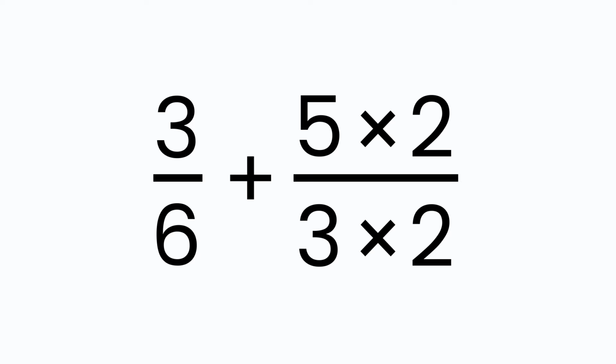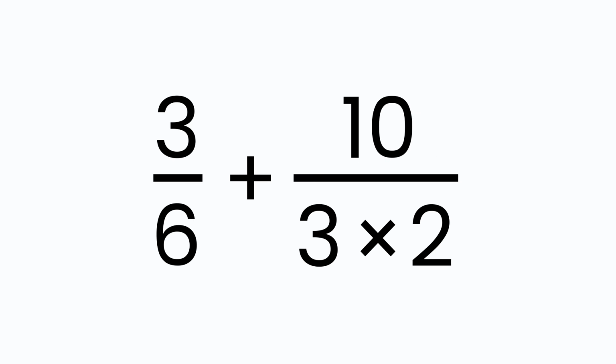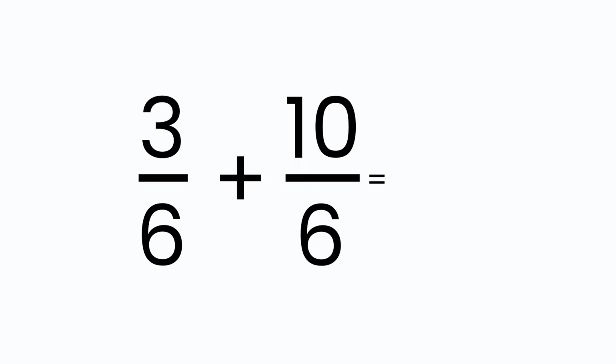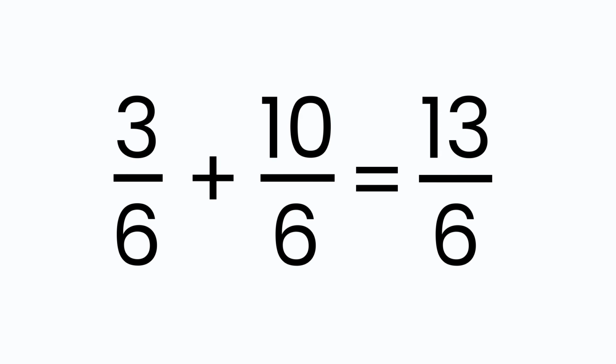Next, you expand 5/3 by 2. 5 times 2 is 10, and 3 times 2 is 6. So, 1/2 plus 5/3 is equal to 3/6 plus 10/6. Since 3 plus 10 is 13, 3/6 plus 10/6 equals 13/6. 13/6 is the final answer. It cannot be reduced further because 13 and 6 have no common factors.